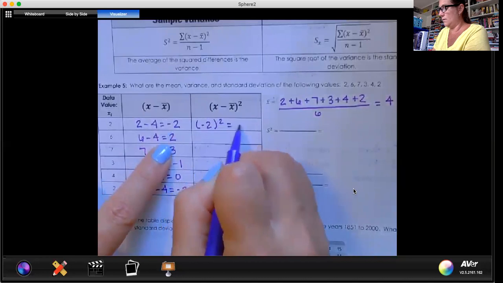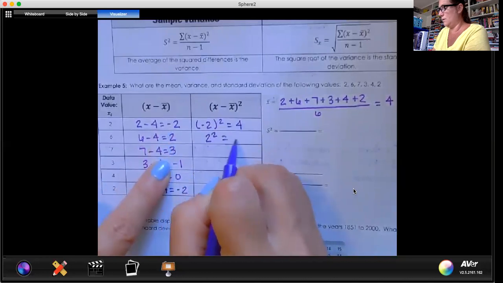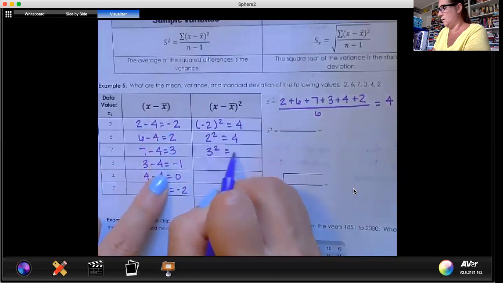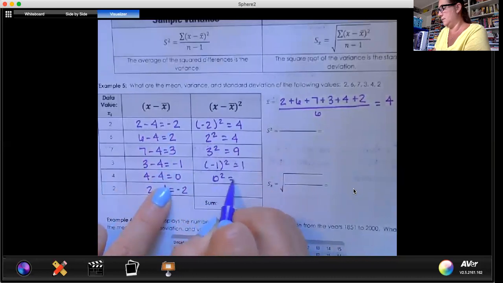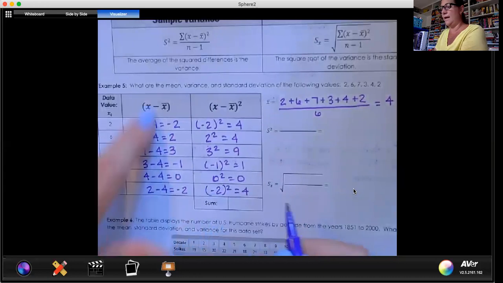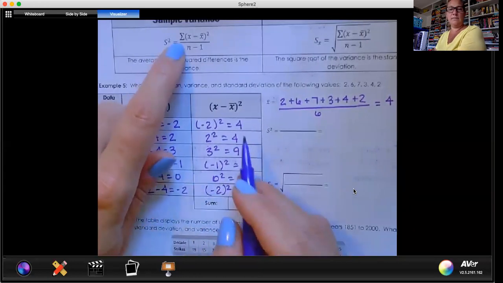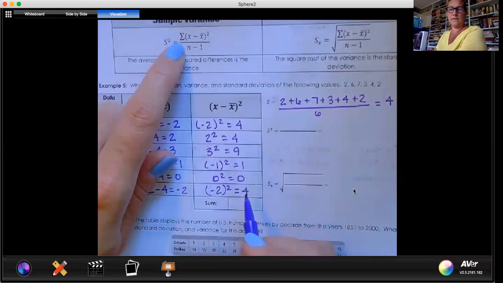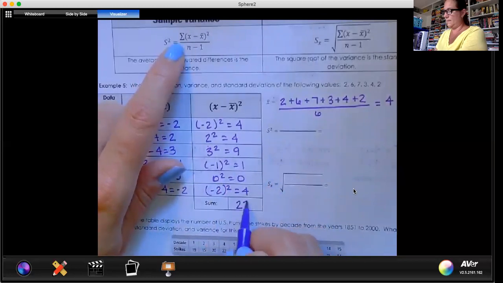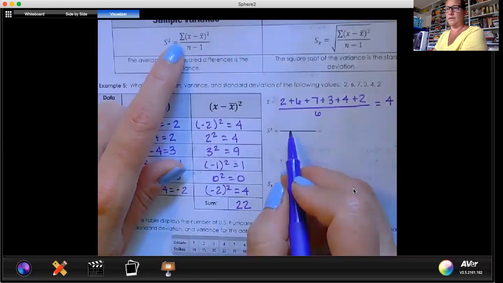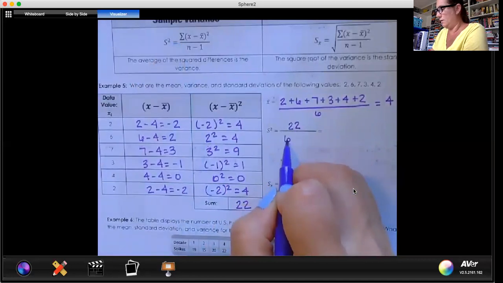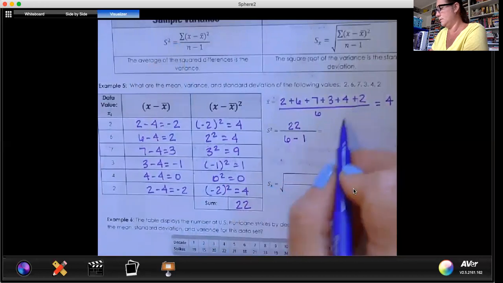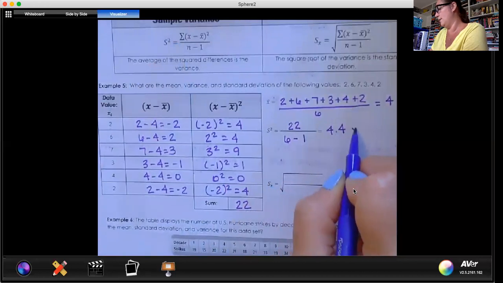And then we would square that value. Negative 2 squared is 4, 2 squared is 4, 3 squared is 9, negative 1 squared is 1, 0 squared is 0, and negative 2 squared is 4. And that is a summation symbol, so we would add up these values here, get 22, and then plug them into our formula. So s squared would be our sum divided by our number of terms minus 1, which is 4.4, and that would be our variance.